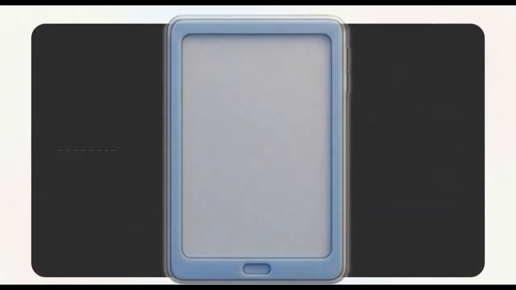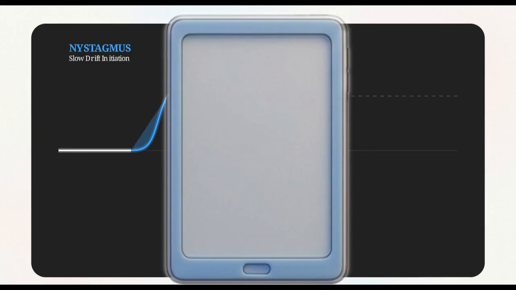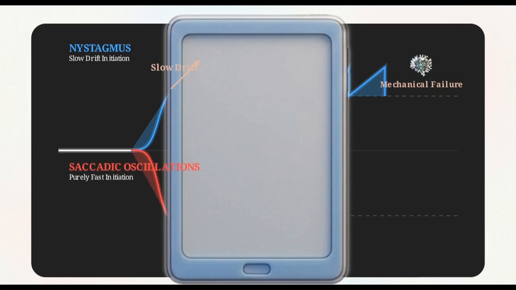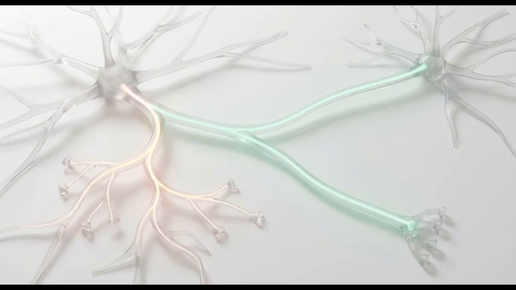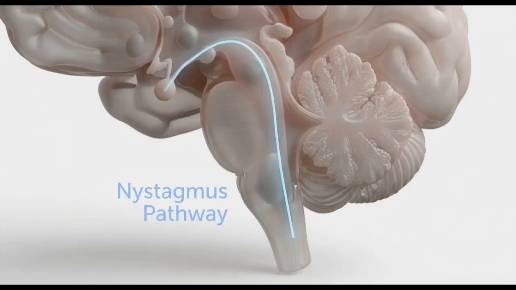Look closely at the nystagmus pathway. The initial movement is a slow drift from baseline, representing a mechanical failure to hold steady gaze. Now, the saccadic oscillation pathway. It initiates with a purely fast, sharp spike. There is zero drift. It is the difference between a system that is physically unable to hold a position and a system suffering from rapid neurological misfires. Identifying this initiation phase incorrectly sends the clinical investigation down a different neural pathway entirely, leading away from the actual site of the lesion. Let's focus on the nystagmus pathway.